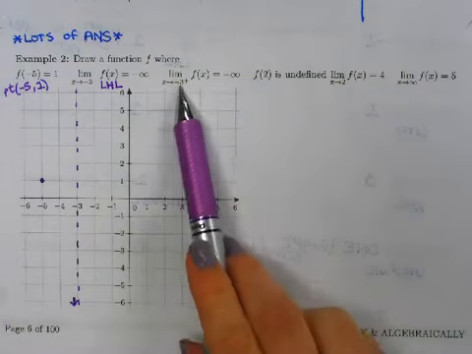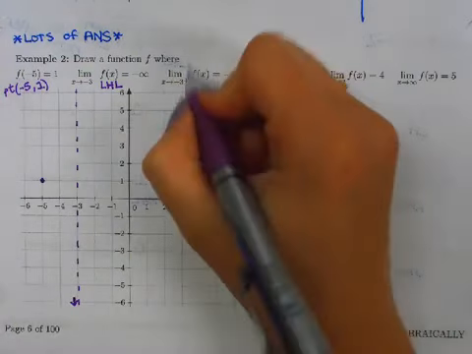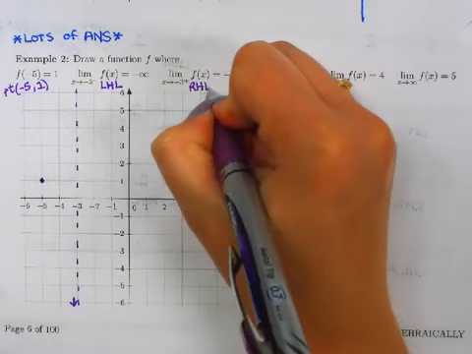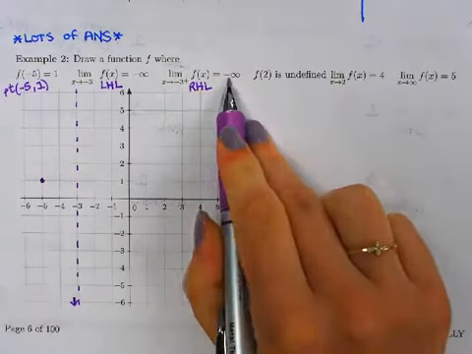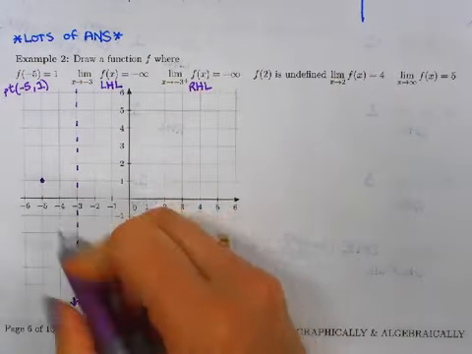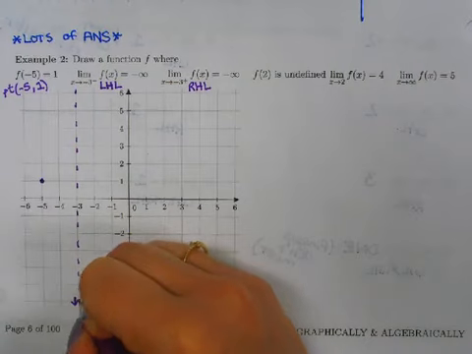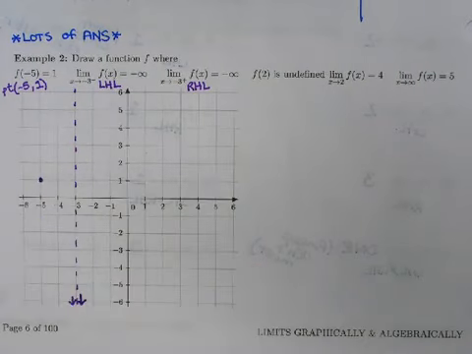As x approaches negative 3 from the positive side, that's a right-hand limit, the limit is also negative infinity. So from the right side of negative 3, I also have a down arrow. The y value is going down to negative infinity.